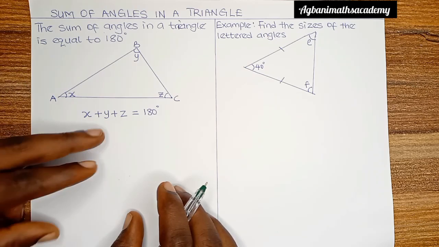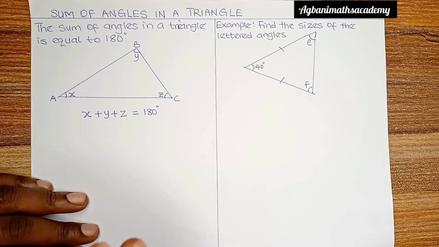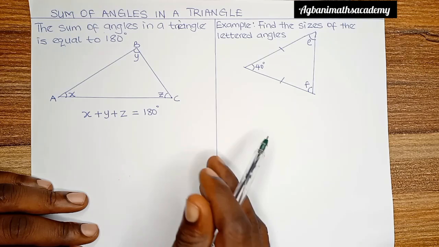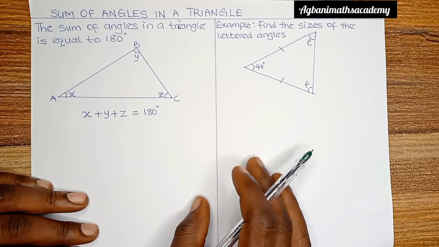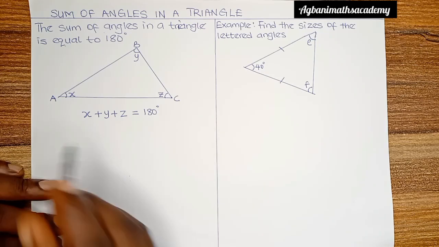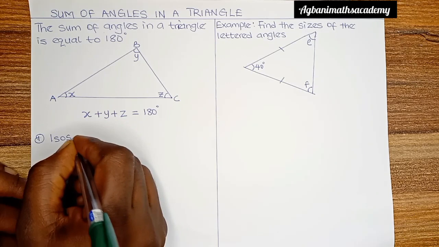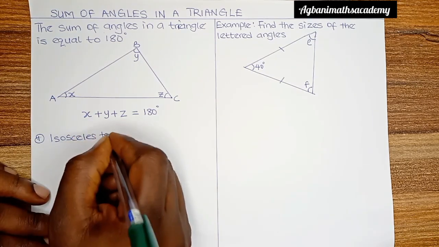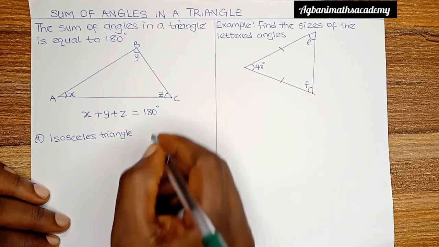Okay, so the way we approach this is different in each case. When we have a scalene triangle having none of its sides equal, this is very simple. You can just apply this rule and you will get the problem solved. But when we have a situation where we have an isosceles triangle, remember, an isosceles triangle has two of its sides equal.